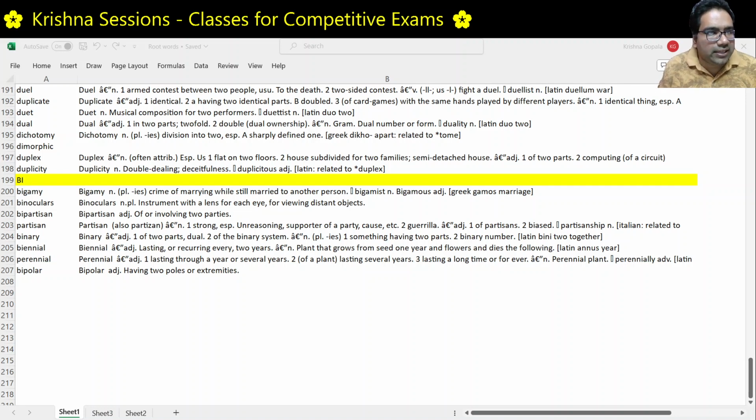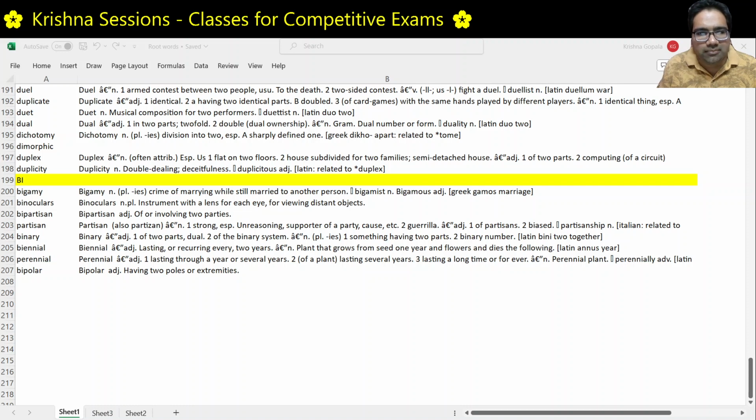So they bear fruits or flowers, etc. only in the second year. A lot of plants bear fruits every year. For example, mango and all, they bear fruits every year. We don't need to wait for 2 years in terms of mangoes, right? Similarly, bimonthly, etc. Bi means two.